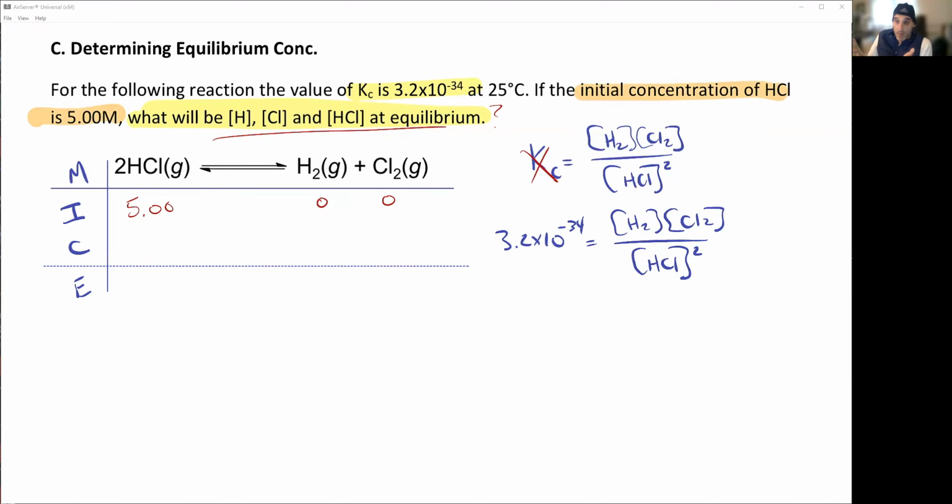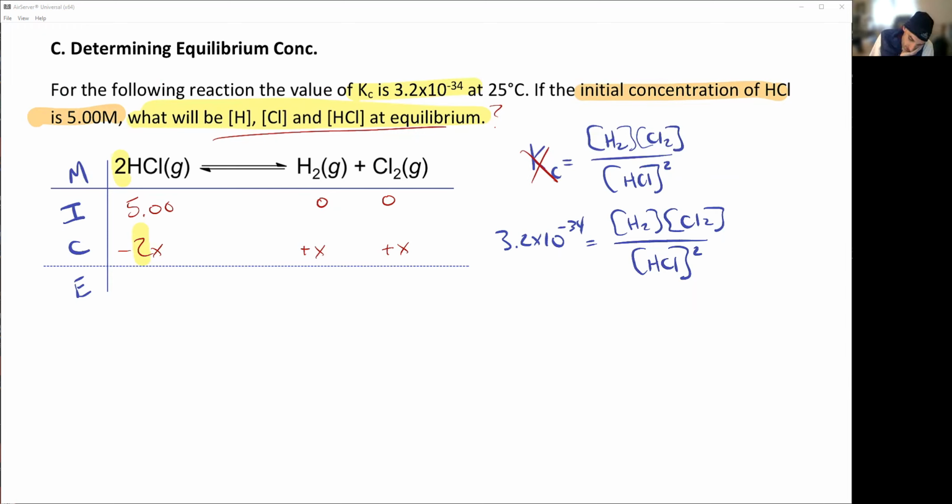Now we have no other numbers to insert, but we can still finish this table. We don't have an equilibrium number, so now we have to use a variable. What we can say is I have lost 2x amount of that, and the 2 is from the coefficient. For every 2 HCl I lose, I gain positive x amount of H2 and Cl2. Does that make sense? Great. So there we go. We're all set there.